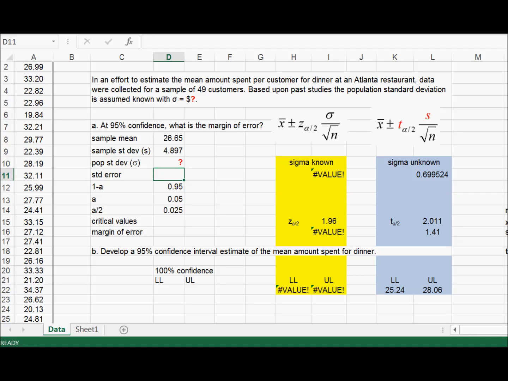And we don't know what? Mu. We don't know mu, right? That's the whole point. We want to figure out where mu lives with 95% confidence, right? At best, it looks like it's 28.06. At worst, it looks like it's 25.24, right? Pretty tight interval, right? So is this a true statement, David?